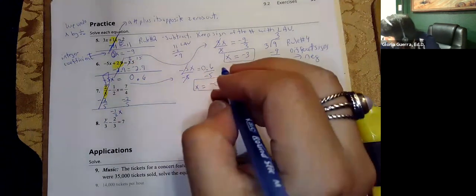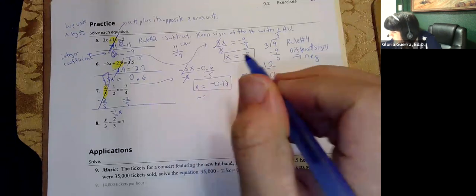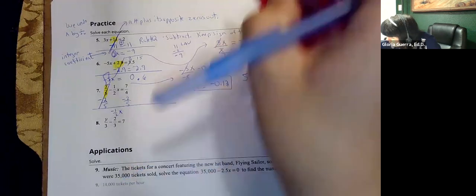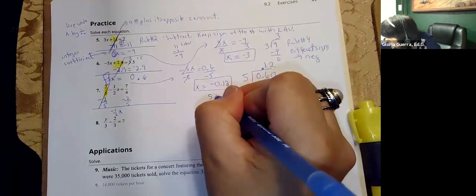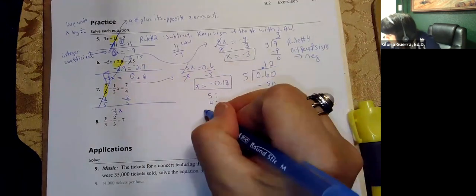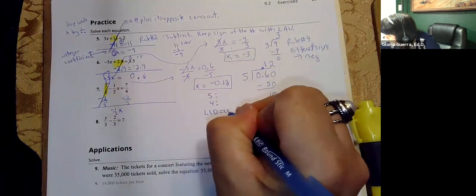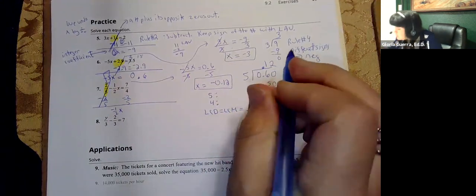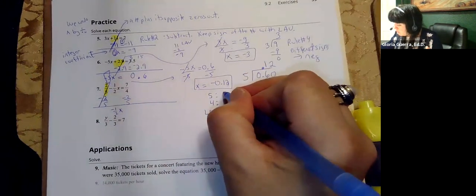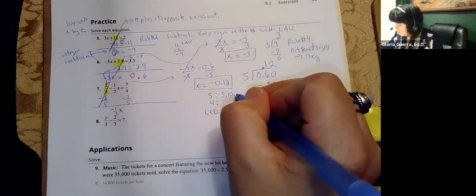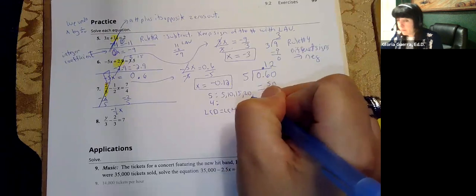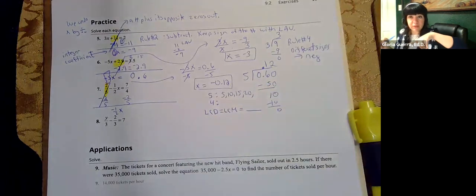So find common denominators for negative 5... let me just say 5. The denominators are 5 and 4, right? 5 and 4. LCD equals LCM. Okay, so 5 times 1 is 5, 5 times 2 is 10, 5 times 3 is 15, 5 times 4 is 20. And then let me stop there. I think it's going to be 20.